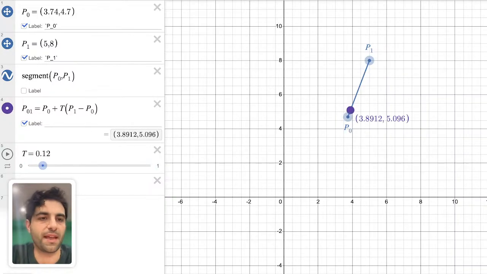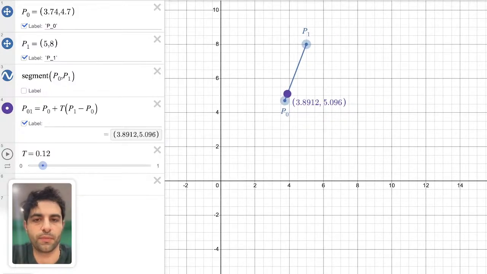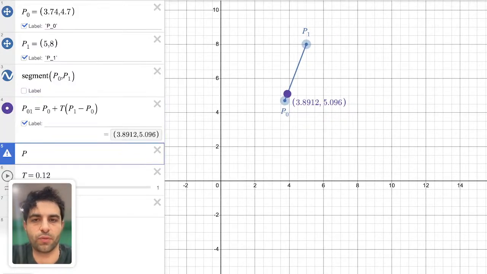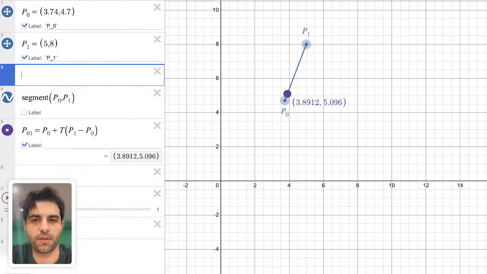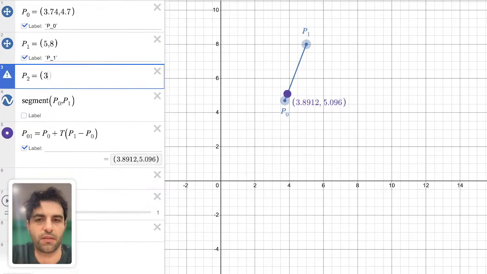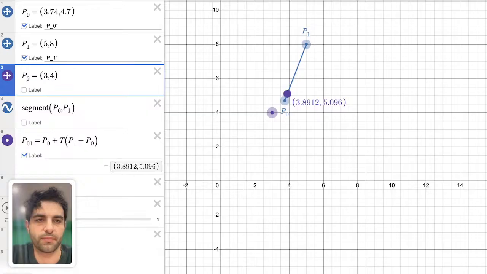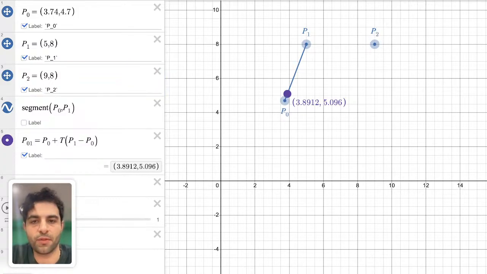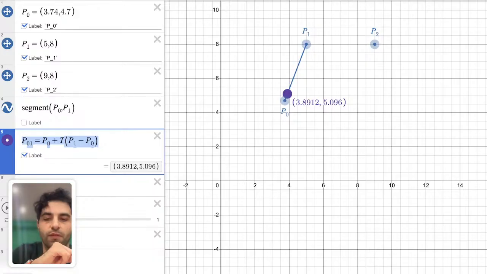If I wanted to repeat that again for another point P2, let's think about this. P2 would be the next point, right? So P2 would be, let's say 3, 4. I'm going to draw that as blue again. So let's say P2 is like over here, right? You all see that? Now I'm going to copy this exact same equation to find the point P02.